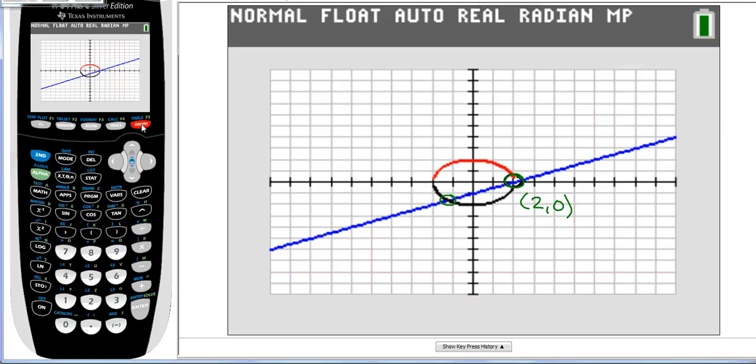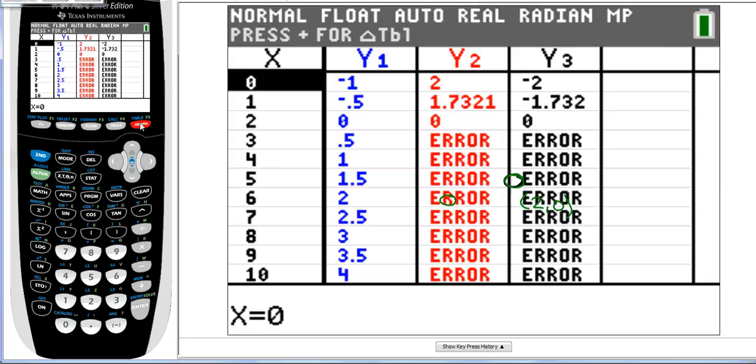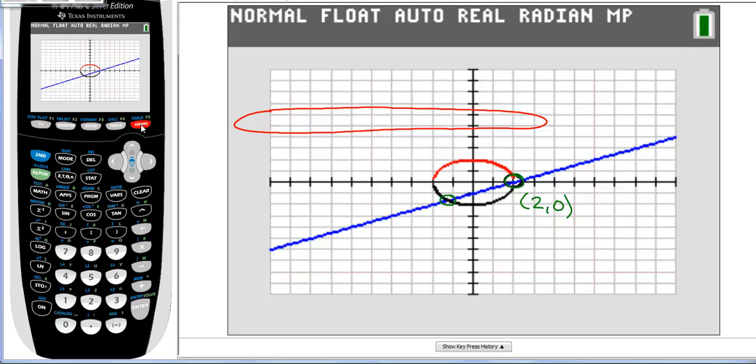So if I go to my table, I do second graph. What you can see, yeah, right here on this row. Okay, notice the point 2, 0 is on all three of those graphs. So it is where the circle and the line intersect, which is at 2, 0. So that's one solution. Okay, I'm going to go back to my graph.